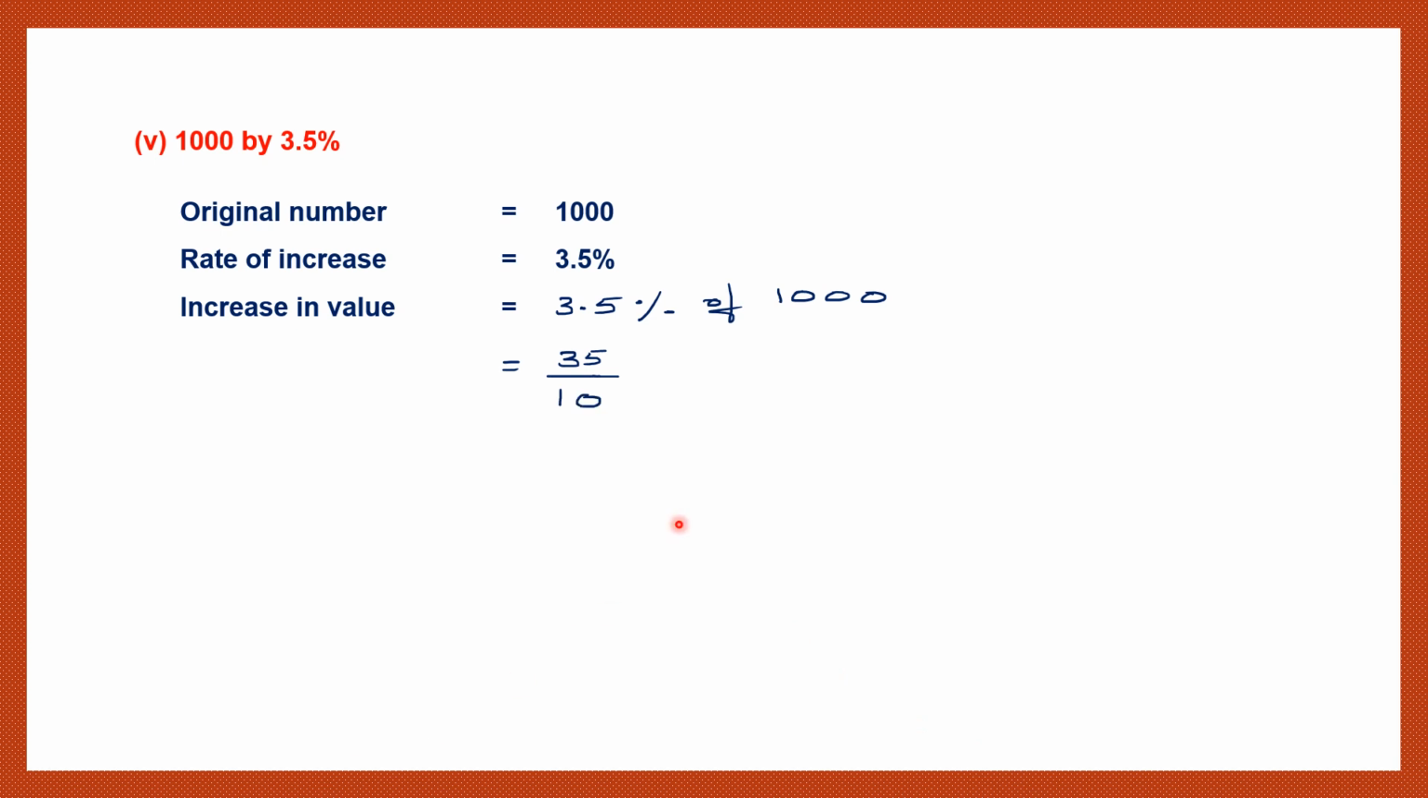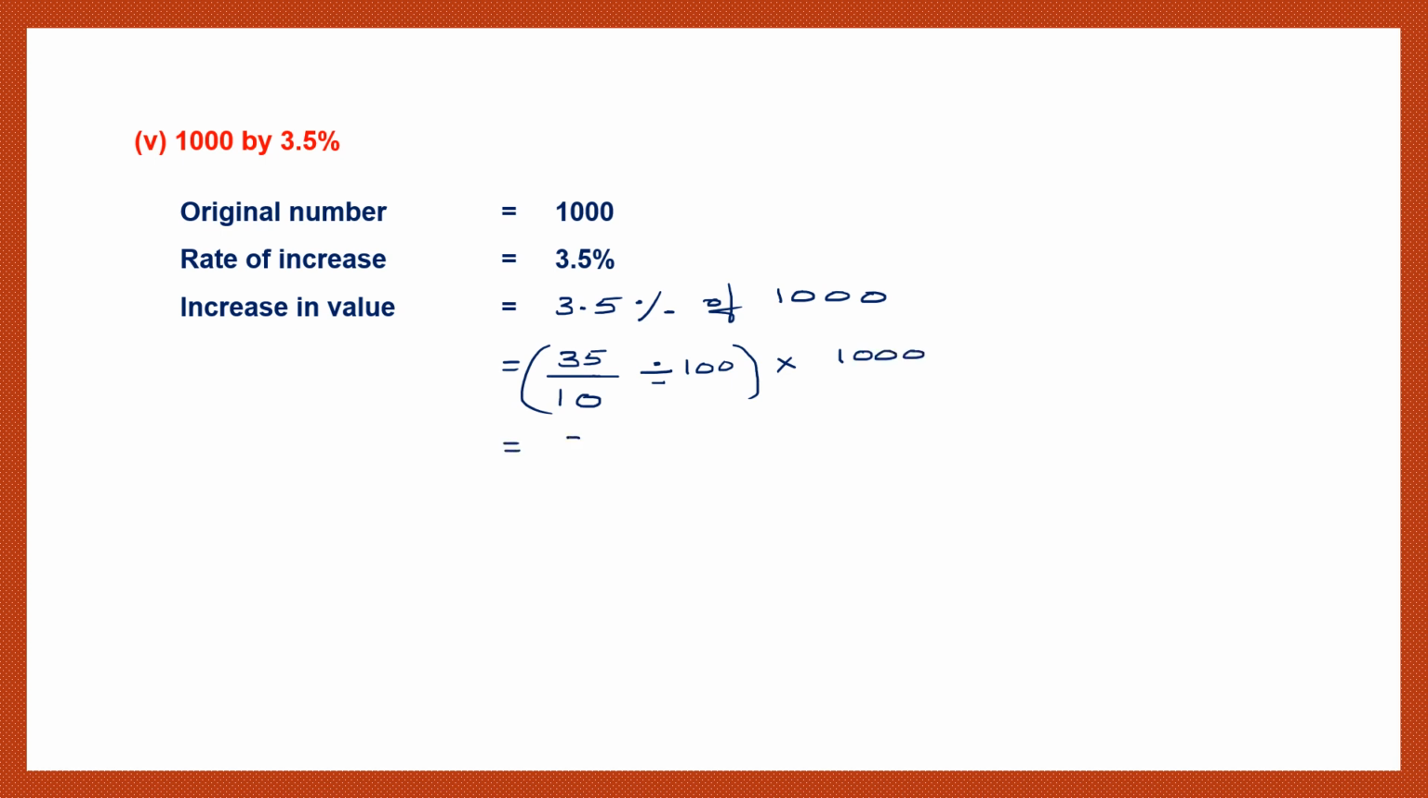So what have I done? I have converted 3.5 to a fraction. Now the question says 3.5%. That means by 100 or divided by 100. So 35 by 10 divided by 100. This is the first part. Of means into and then 1000. So let's work this out.